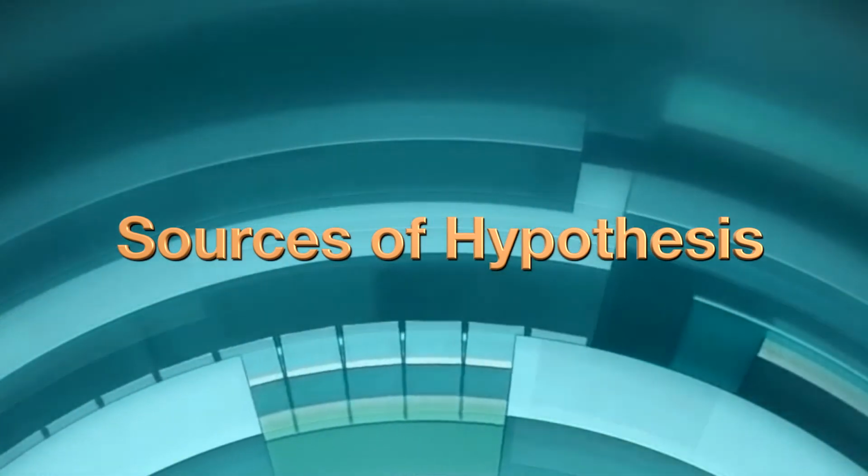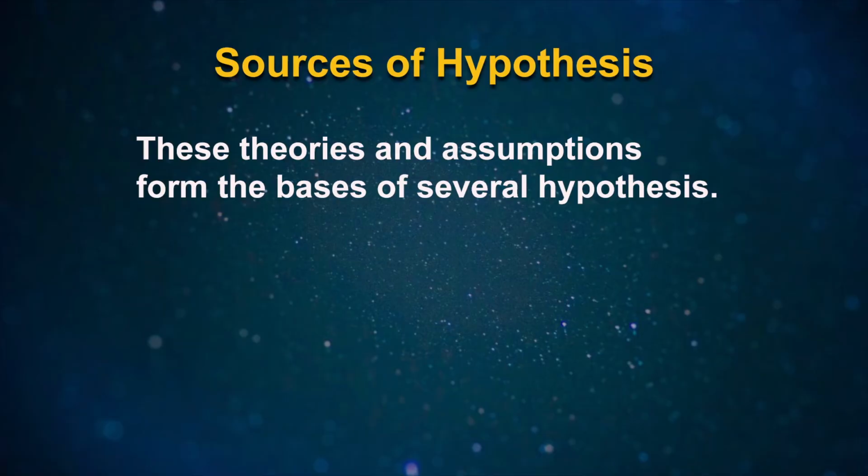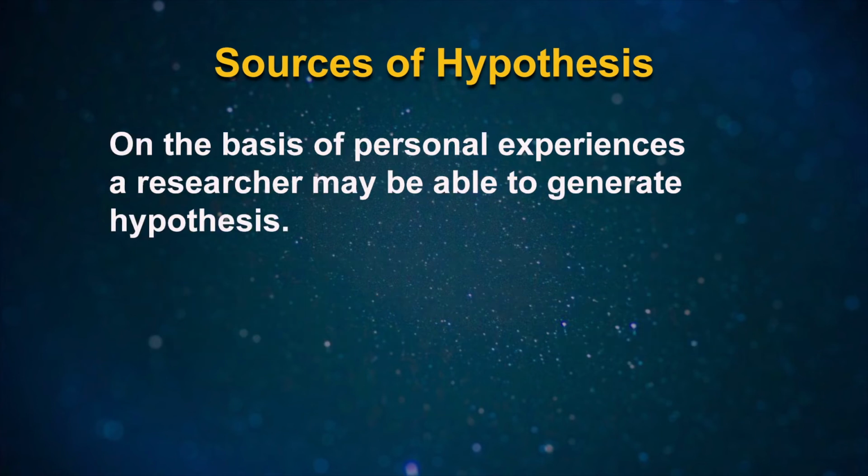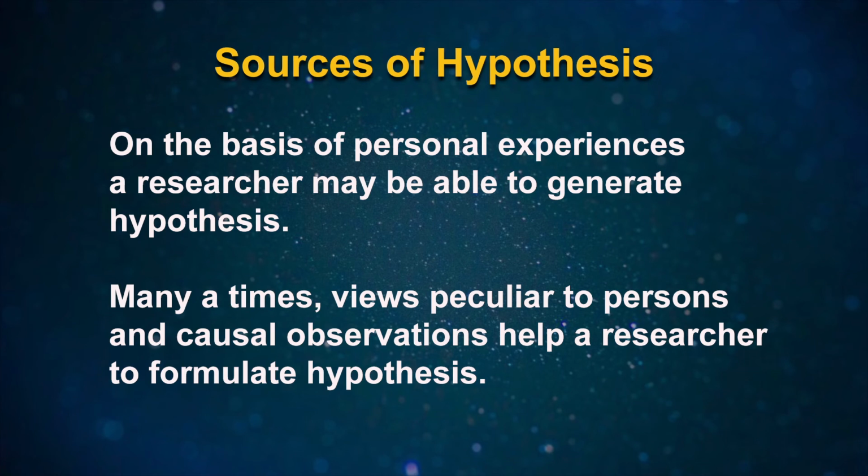Sources of hypothesis. Available literature is considered as the major source of hypothesis. While reviewing the literature, a researcher comes across various theories and assumptions. These theories and assumptions form the basis of several hypotheses. Personal experiences, the socialization process, and learning experiences are some other sources of hypothesis. On the basis of personal experience, a researcher may be able to generate hypotheses. Many a times, views peculiar to persons and causal observations help a researcher to formulate hypotheses.